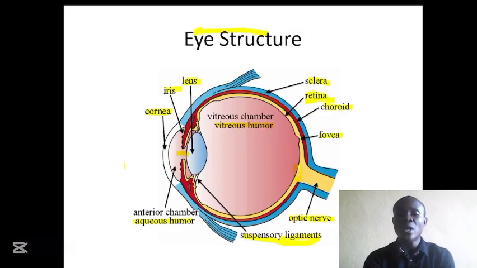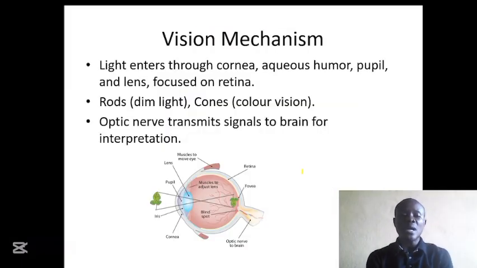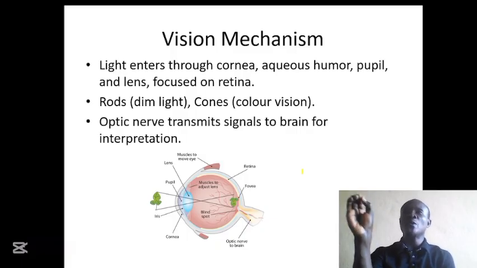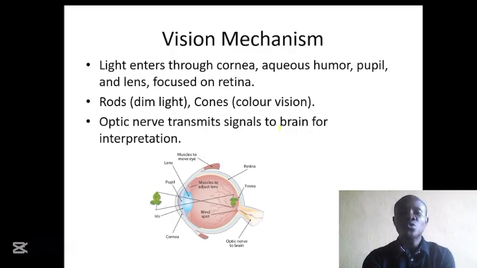That's why we call it the blind spot or optic disc. Now let's talk about the mechanism of vision. How do we see? When light reflects on an object, it enters into the eye through the cornea, the aqueous humor, the pupil, and the lens in order to be focused on the retina.